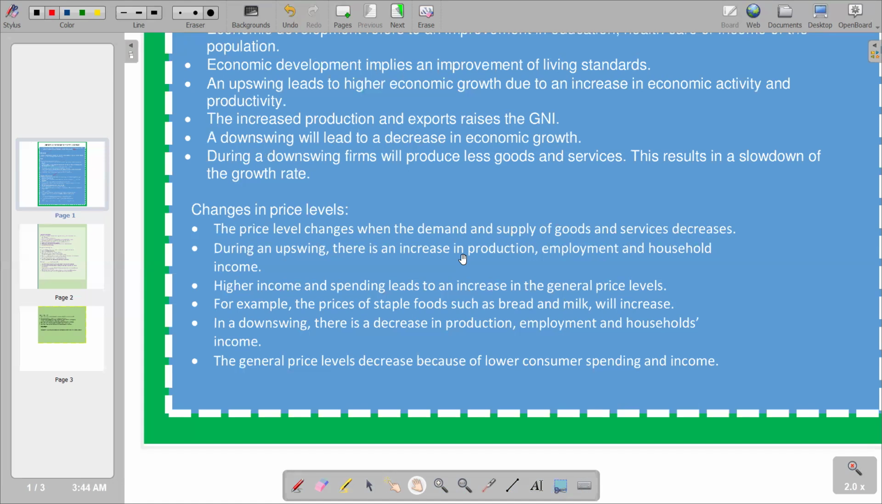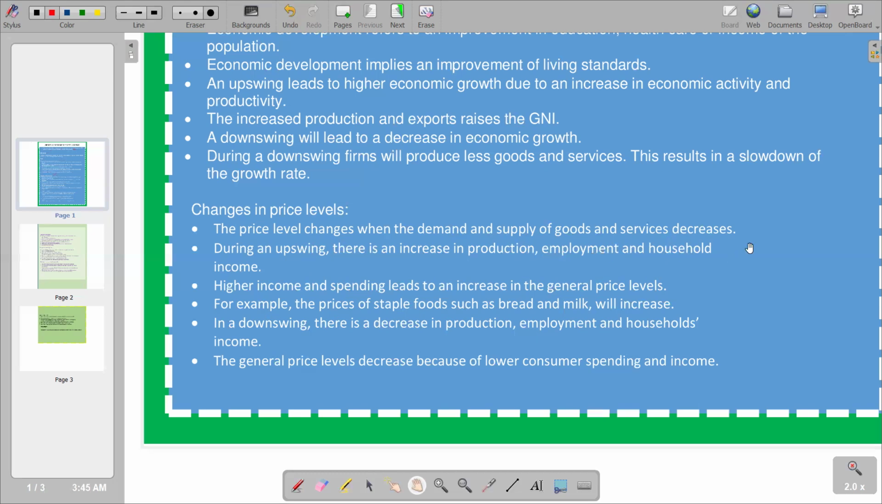Remember, we were saying in an upswing, the demand is going to go up. And if the demand goes up, we have to notice an increase in prices. Remember the explanation of the forces of supply and demand in the determination of price levels. For example, we can make an illustration whereby if demand increases, price also increases. So on the second point, during an upswing, there is an increase in production, employment, and household income. Higher income and spending leads to an increase in the general price levels.